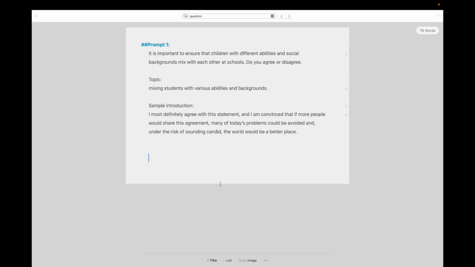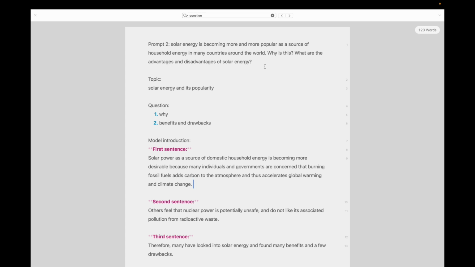Alright, let's look at the second prompt. Solar energy is becoming more and more popular as a source of household energy in many countries around the world. Why is this? What are the advantages and disadvantages of solar energy? So the topic of this prompt is solar energy and its increasing popularity, and it has 2 questions. First, why is that? And the second, benefits and drawbacks.